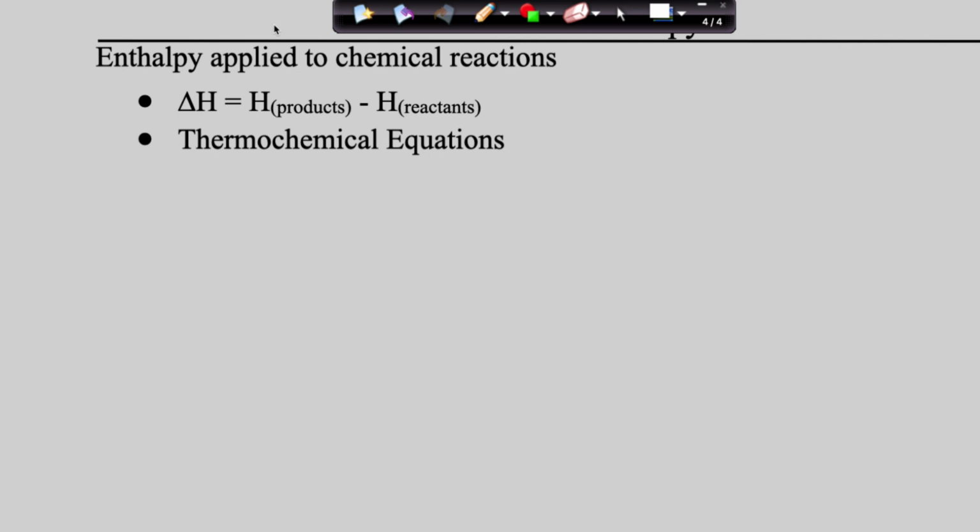Okay, so now do this with me, guys. Thermochemical equations. What are thermochemical equations? Guys, this is an example of a thermochemical equation. Let me give you a second to sort of fiddle with this. 2H2 plus O2 yields 2H2O, and then delta H is negative 483.6 kilojoules.